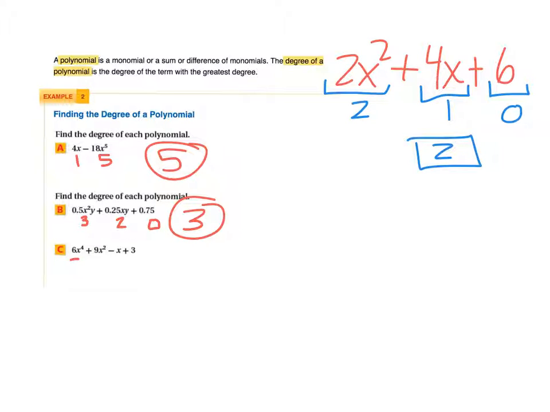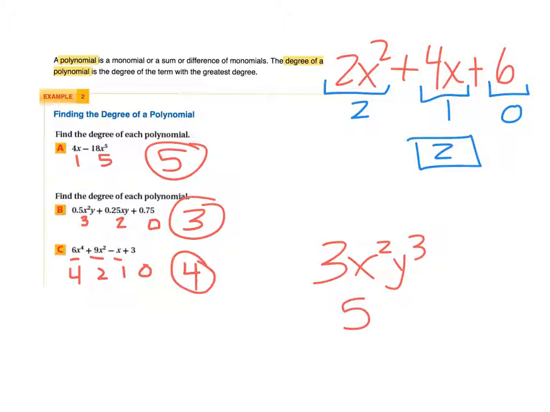Okay, and in this bottom one, we have 4. In the middle, we have 2. And second to last, we have 1. And the last one is 0 because it's a number. No variable, so it doesn't have a degree. And the highest is 4. So here's your answers to finding the degree of the polynomials. These can be confused very easily with a monomial. So remember, a monomial, like 3x to the second, y to the third, would have a degree of 5. But for a polynomial, you have to find all of the degrees first and keep the greatest.